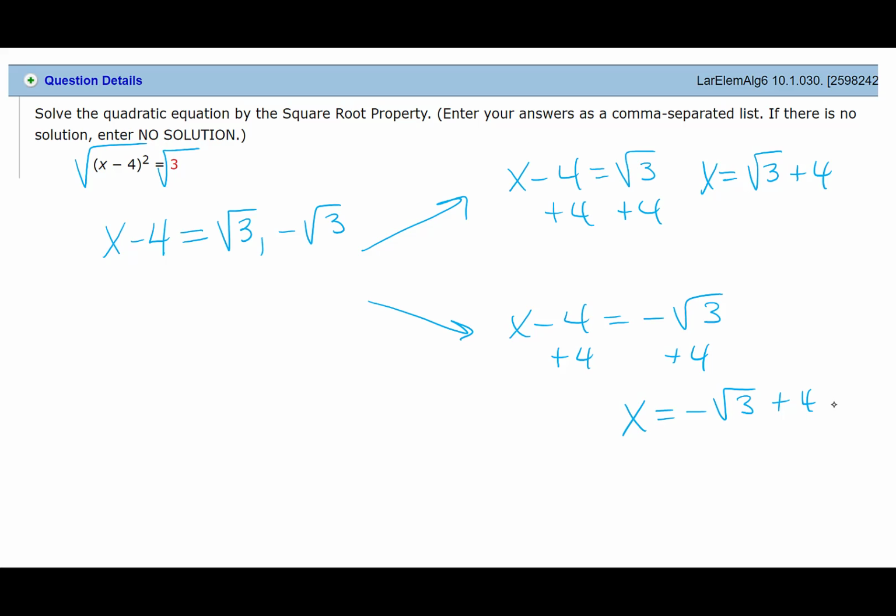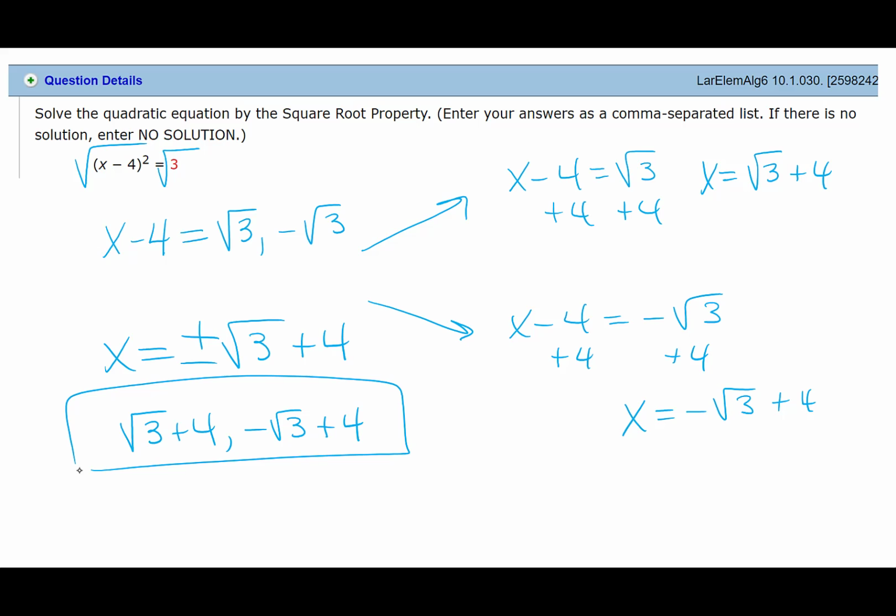Now you may have learned this in high school to write your answer as x equals plus or minus the square root of 3 plus 4. Unfortunately, WebAssign at the point of this recording does not have a symbol for the plus minus sign. And so you will have to write your answer out twice. You'll have to separate the answer by putting square root of 3 plus 4, comma, negative square root of 3 plus 4, and that's your final answer.